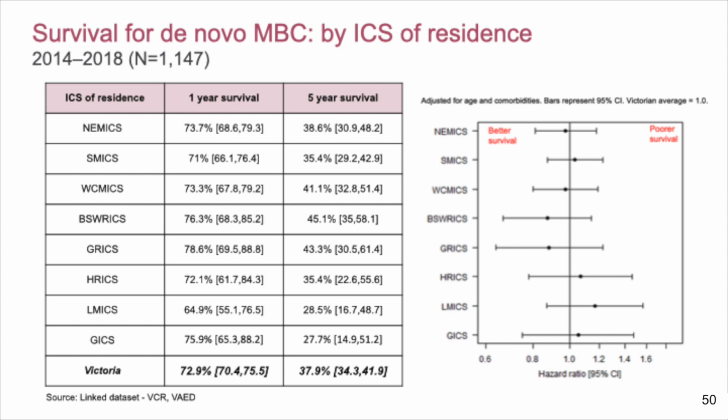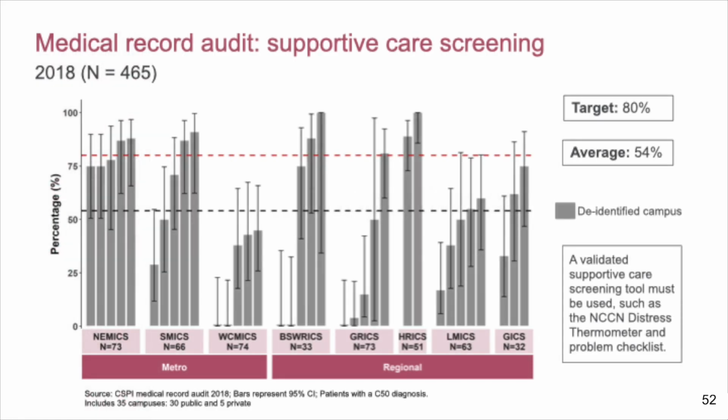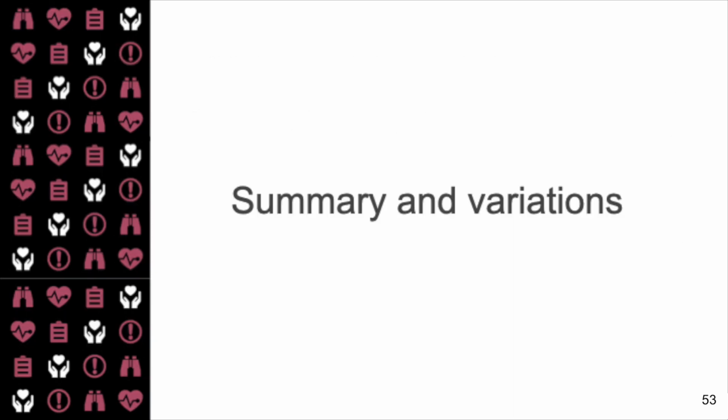In terms of supportive care, there was a medical record audit in a similar fashion with similar numbers to the MDM audit, so 465 patients. This was looking for a validated supportive care screening tool in the medical records, such as the distress thermometer and a problem checklist. And you can see there's some variation. The target here is 80%, and the average was just over half of patients. So some variation there.